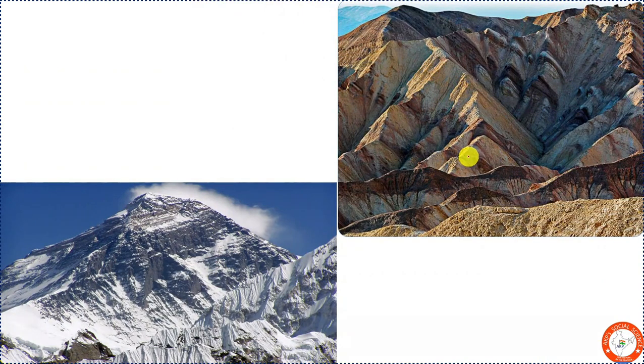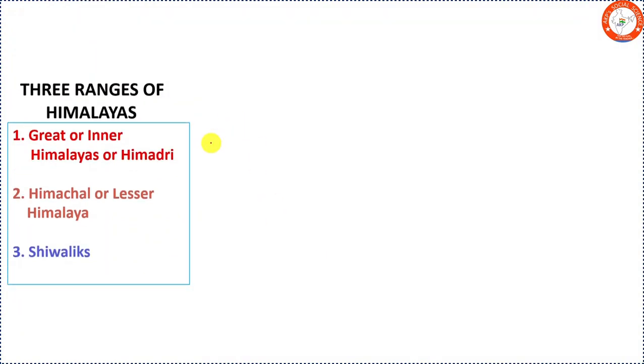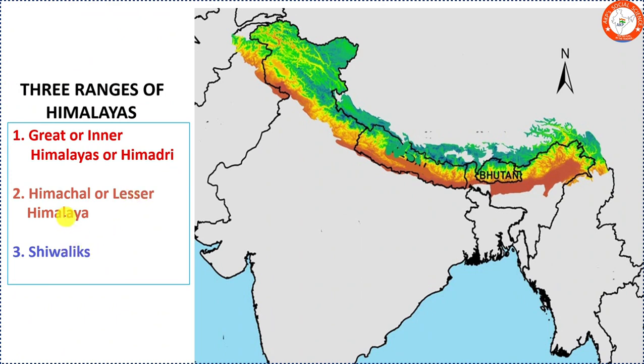So, this is called folded mountains. This is a picture of folded mountains. When we press from both sides, the material or sediments that were there will come up and buckle up, forming a folding shape. You see, this up and down folding shape. That's why we call the Himalayas a folded mountain. The three ranges of the Himalayas are the Great or Inner Himalayas or Himadri, second Himachal or Lesser Himalaya, third the Shivaliks.